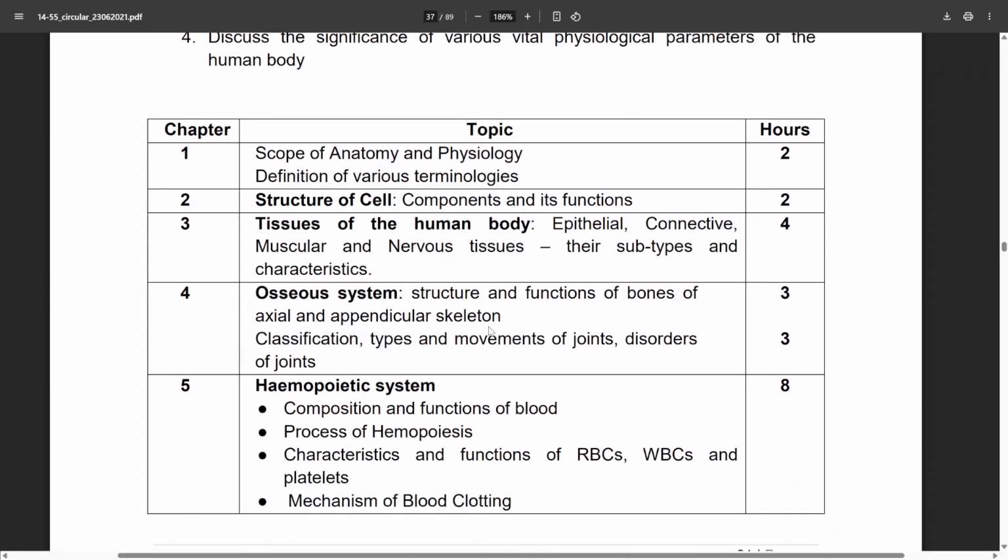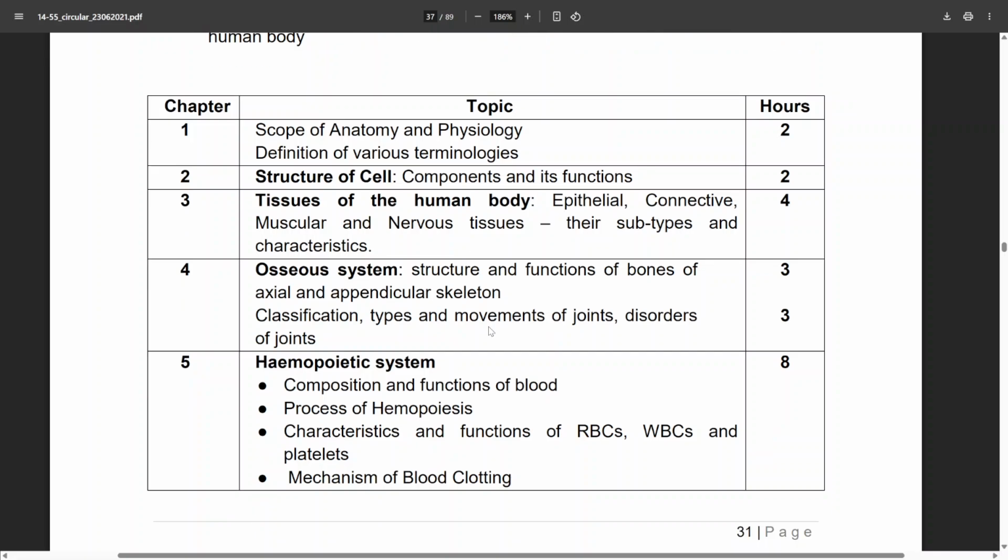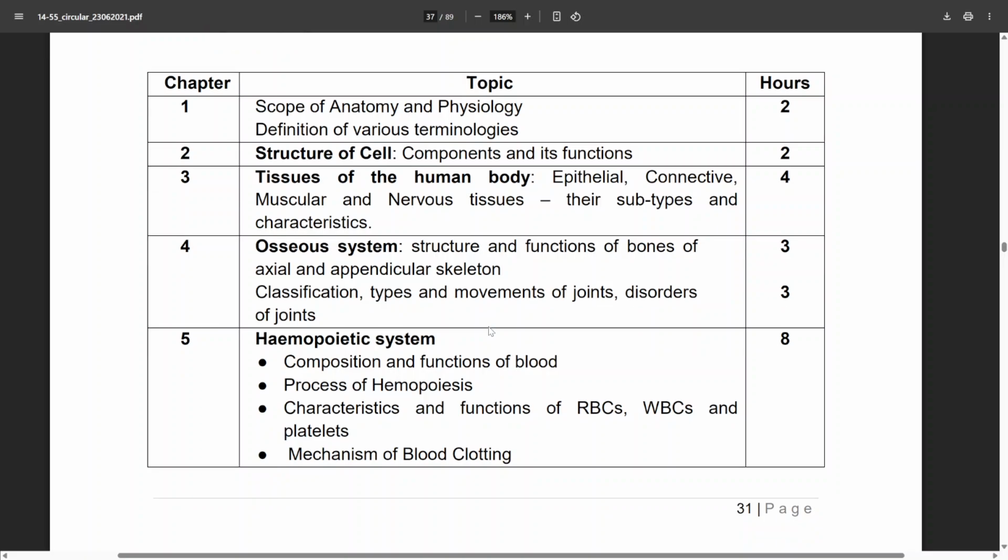Chapter 1. Scope of anatomy and physiology. Definitions of various terminologies. Chapter 2. Structure of cell, components and its functions. Chapter 3. Tissues of human body: epithelial, connective, muscular and nervous tissues, their subtypes and characteristics.